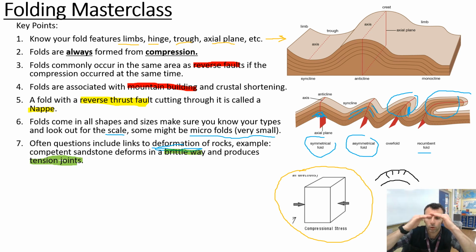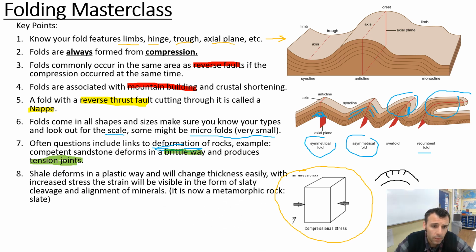It's the same way a ruler starts to fracture around the edge. The opposite of that is the other type of rock that's commonly deformed, a shale. A shale is obviously very, very different. It will change thickness, it will squash if you like, and the strain will be visible in slaty cleavage and alignment of minerals. Now that's another very, very common question.